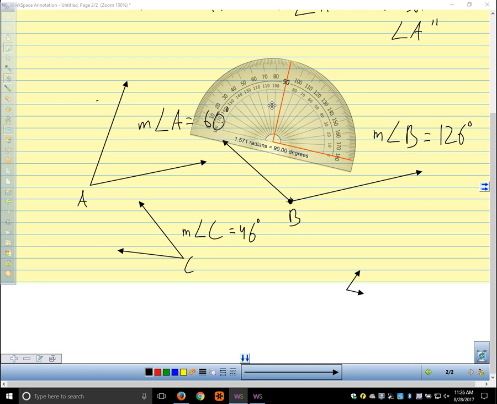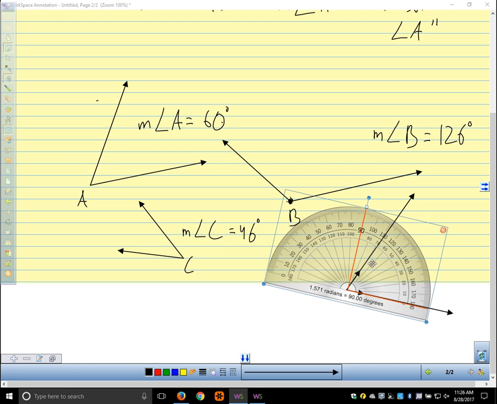We could guess. That's always a possibility. But do rays stop? No? Yeah, they keep going. So we could just put a ruler on there and make that ray longer so it's easier to see on my protractor. And if you have a bigger protractor like this one, sometimes you have to make those rays pretty long to reach out to the scale.